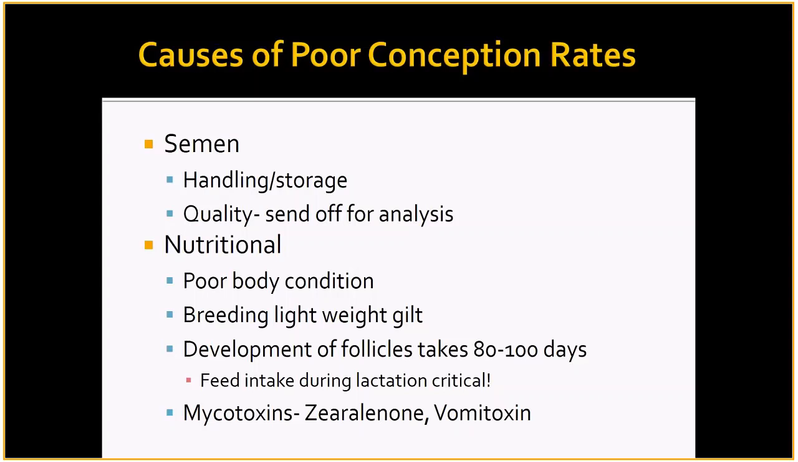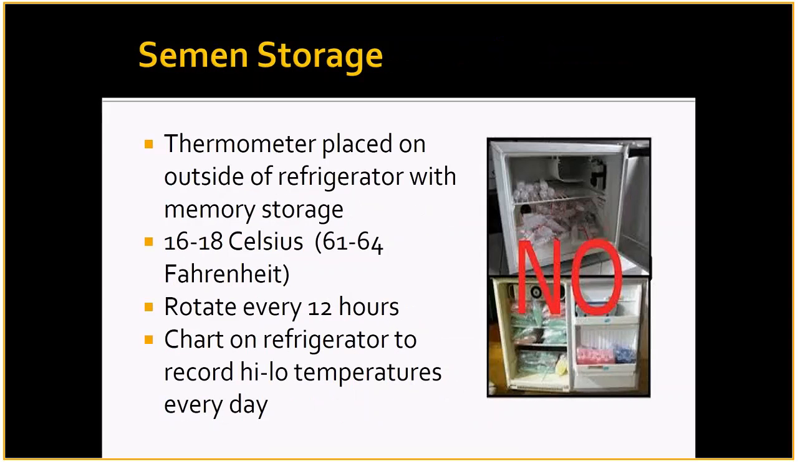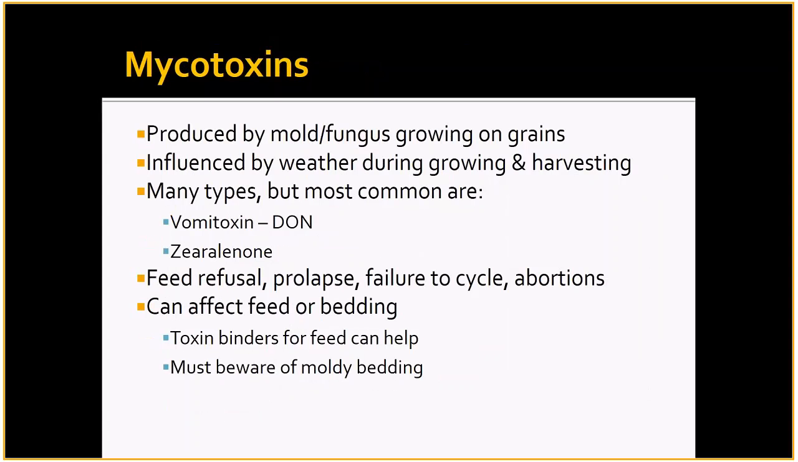Mycotoxins, zearalenone and vomitoxin, can cause some reproductive issues related to estrogen. Vomitoxin is one that's generally more associated with feed refusal in sows, which can subsequently cause some reproductive issues. So something to be thinking about as well. I did talk about mycotoxins a little bit more: feed refusal, prolapse, failure to cycle, abortions.